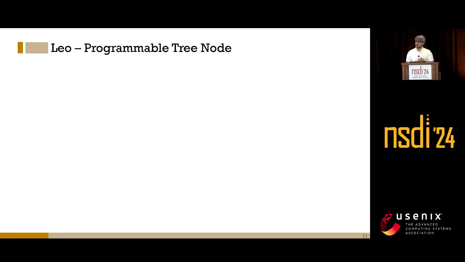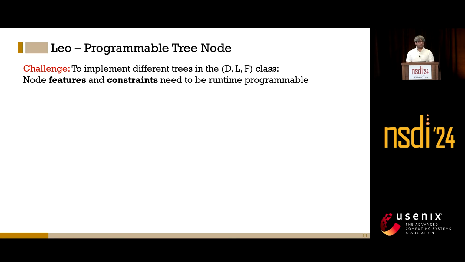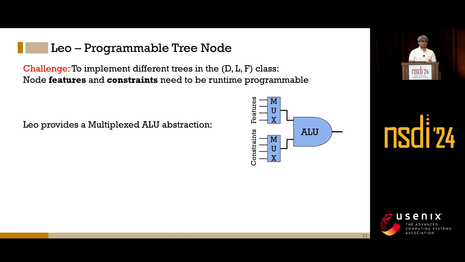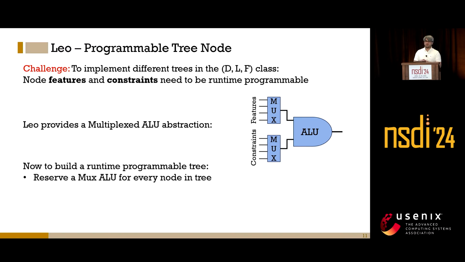So now, let us take a closer look into how Leo works. To enable runtime programmability, we need to build something that allows both the node feature and the constraint to be modified at runtime. To enable this, Leo provides a multiplexed ALU abstraction that allows a set of features and a set of constraints to be compared against each other to execute a single decision node of the tree. So now to build a runtime programmable tree, we can simply reserve one of these mux ALUs against every decision node in the tree, thereby coming up with a fully runtime programmable tree.